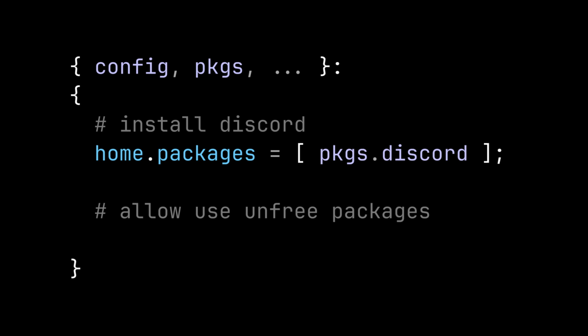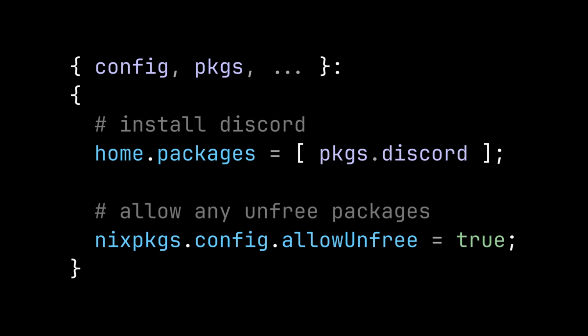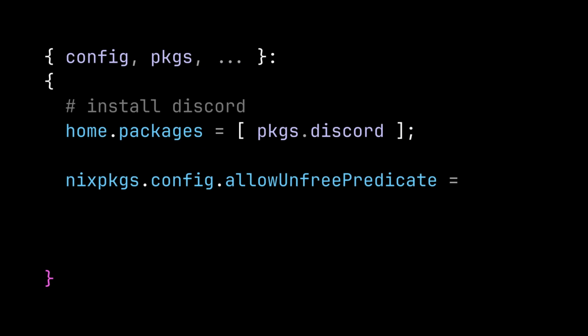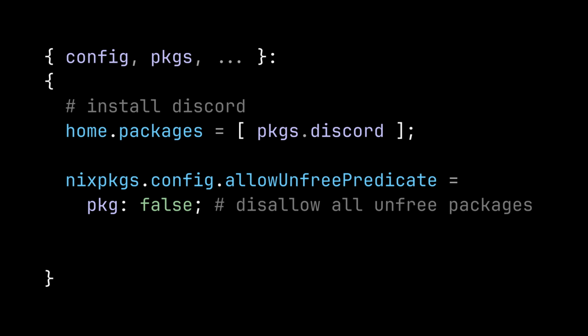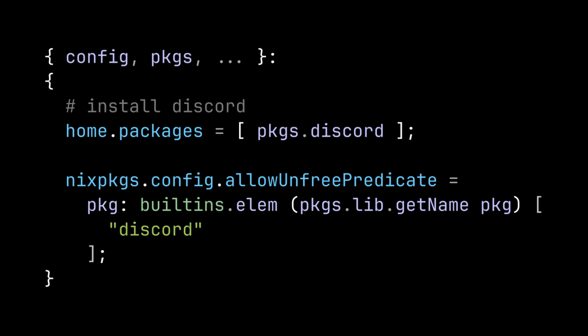The easiest way to do that is by setting the nixpkgs.config.allowUnfree option to true. But that will allow all unfree software to be installed, which I personally do not recommend. The alternative is to set a function to the nixpkgs.config.allowUnfreePredicate option. The function takes a package as an argument and returns a boolean value of whether the package is allowed or not. A common pattern is to just get the name of the package and check whether it's an element of the list of packages we allow. After configuring this option, the switch command should run successfully.